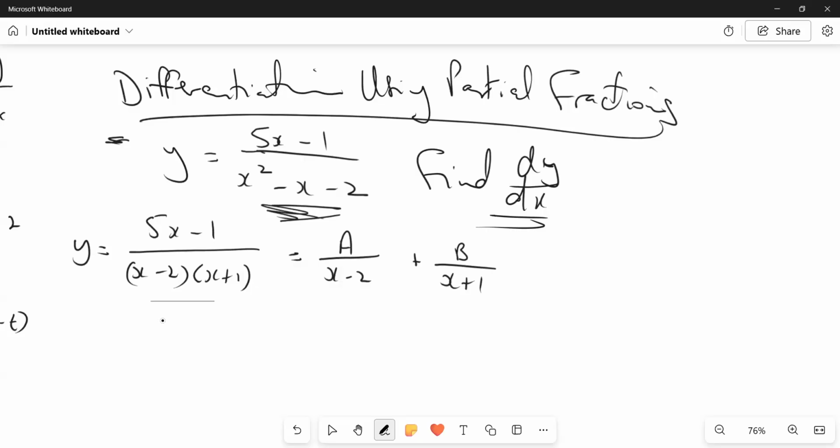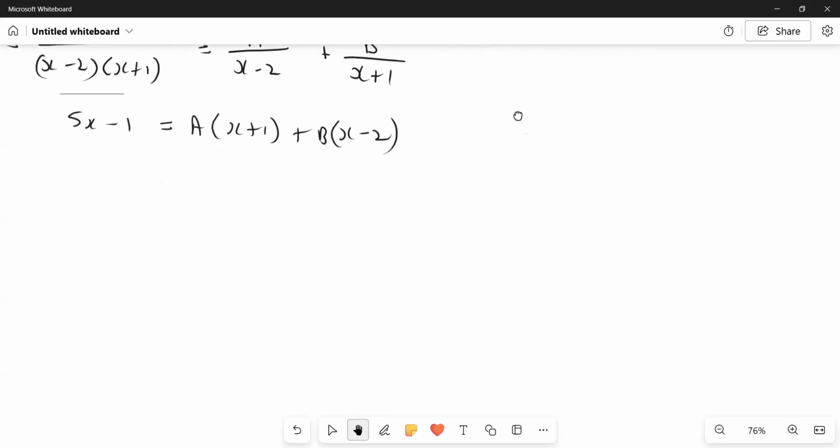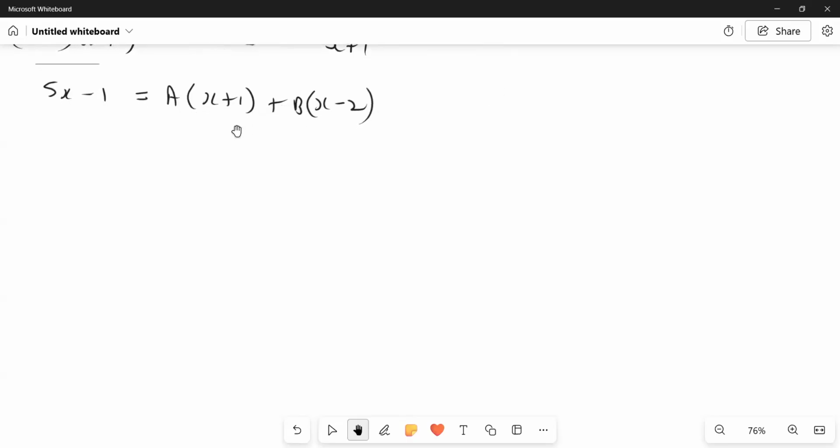5x minus 1 equals A bracket x plus 1 plus B bracket x minus 2. And our next task now is to evaluate what A is and what B is. And there are numerous ways you can do that, right? There are numerous ways you can find what A and B are, right? So let's see if we can get what A and B are. So this is one way.